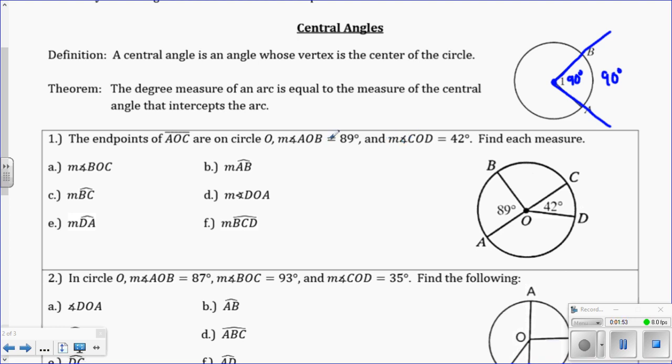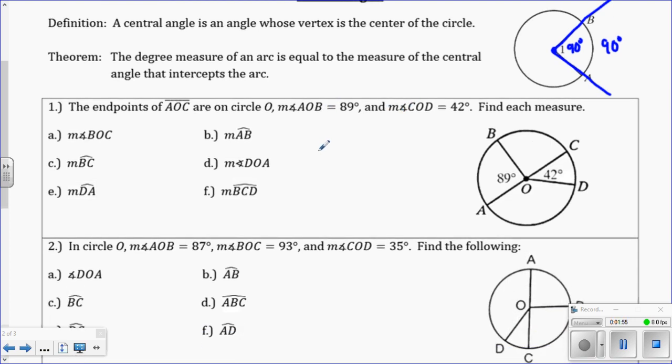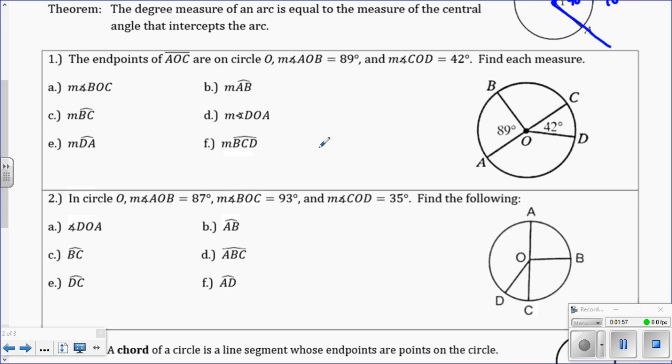Okay, so number 1, we have the endpoints of AOC are on circle O. Now the name of the circle is the center. So if it's called circle O, I know O is the center of the circle. The measure of angle AOB is 89 degrees, COD is 42 degrees. Okay, let's find each measure.